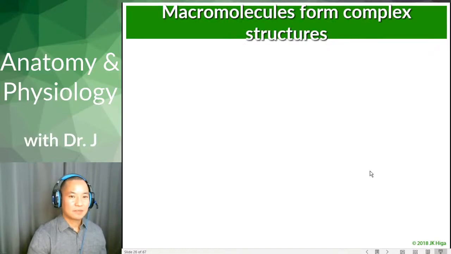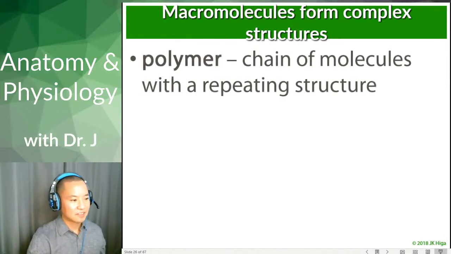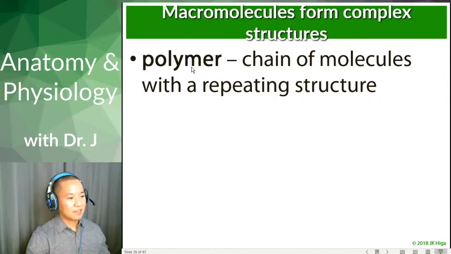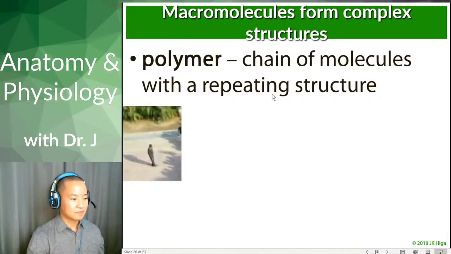Macromolecules have these basic units like monosaccharides, and they can build upon each other using these basic units to form more and more complex structures. It's kind of like Minecraft. So a polymer is a long chain of molecules with a repeating structure, and this repeating part is a critical component in what makes something a polymer.